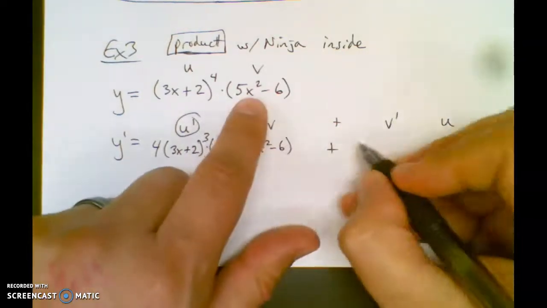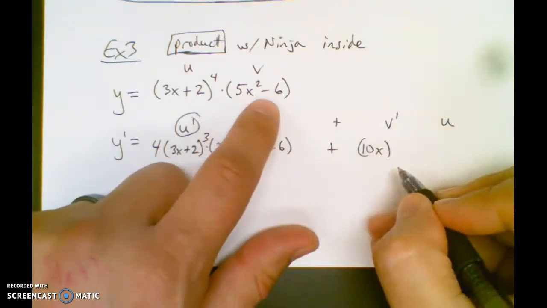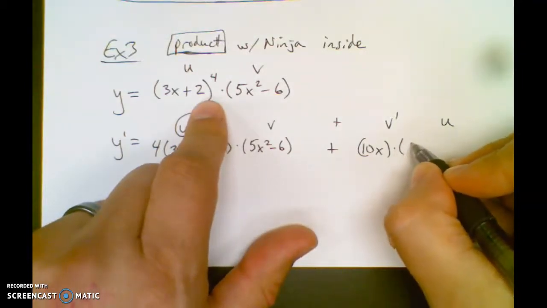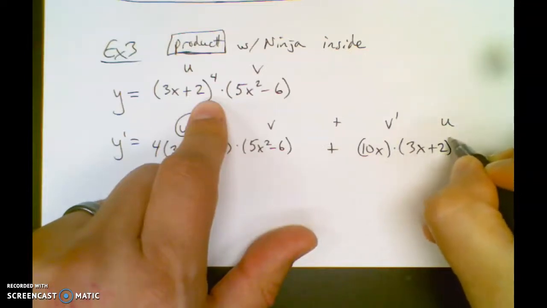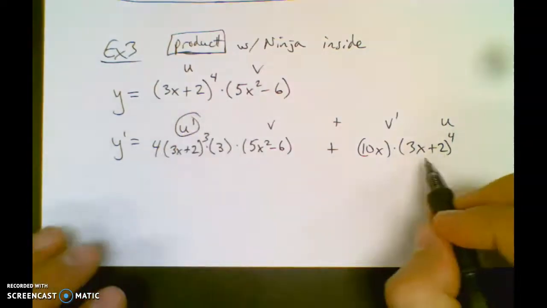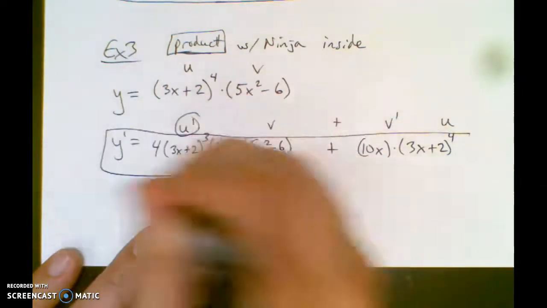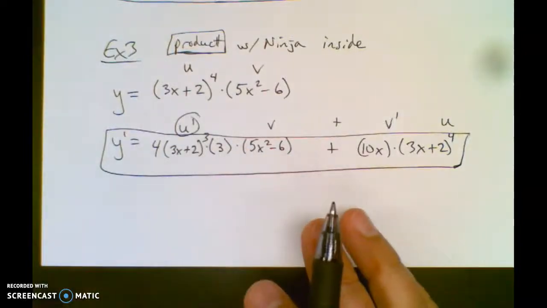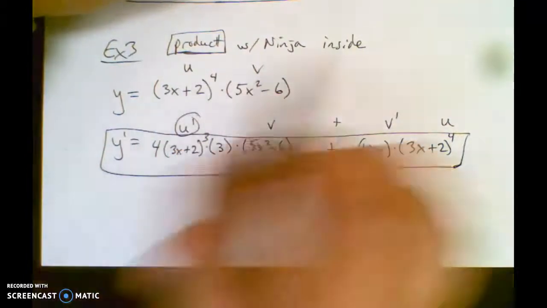Now v prime is not a ninja rule. It's just a regular old 10x. It's just to take the derivative. Times u. Now do I need to do the derivative or the ninja rule on the back? No. You know why? It's not being differentiated. You're not taking the derivative of it here. So I only need to do that rule when you're taking the derivative of the ugly part. So that right there is it. It's not bad, right? Not bad at all. But it's important you knew that was a product rule with a ninja inside and not the other way around. Because this other way, you can do one.